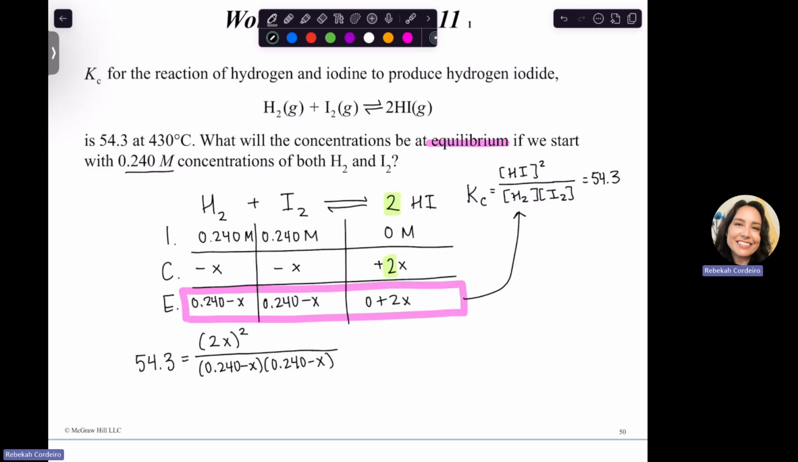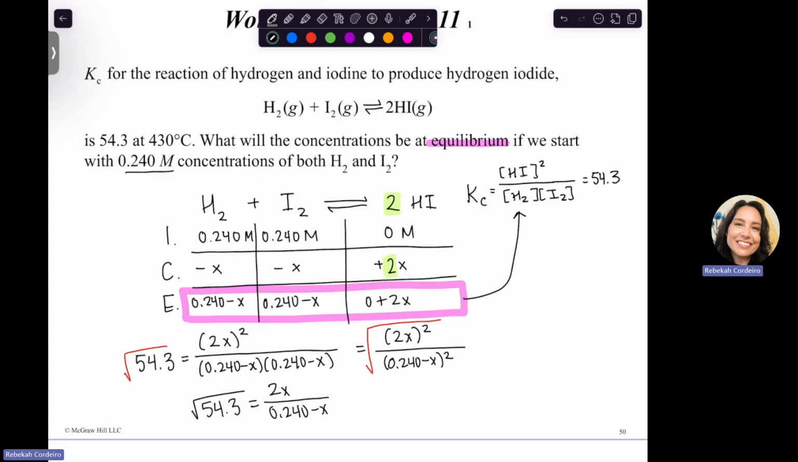Now you may be thinking, oh no, I'm going to have to FOIL out that bottom, and then I'm going to have to use the quadratic formula. Well, let's take a look first before we get too upset about solving for x. Can I not rewrite this like this? If both the top and the bottom are squared, to solve for x, all I have to do is take the square root of both sides. So I can take the square root of 54.3, and that would equal 2x over 0.24 minus x. And now it becomes a lot easier to solve.